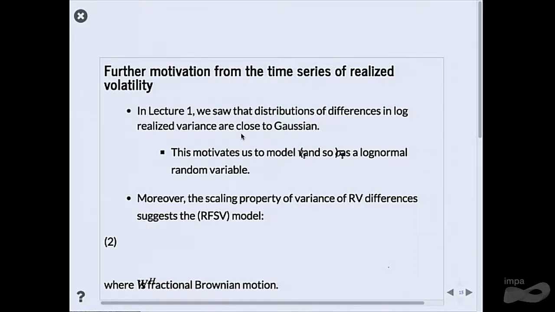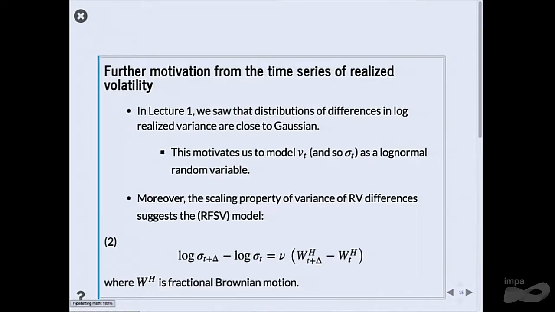So in the last lecture, we saw that the distributions of differences in log realized variance are close to Gaussian. And so that motivates us to model V, and so the vol, sigma, as a log normal random variable. Moreover, we have the RFSV model, if you remember. So this is the model that we ended up with in lecture one. It just says the differences in log vol are proportional to differences in fractional Brownian motion.